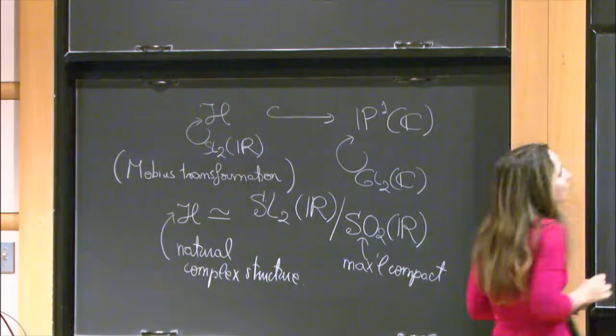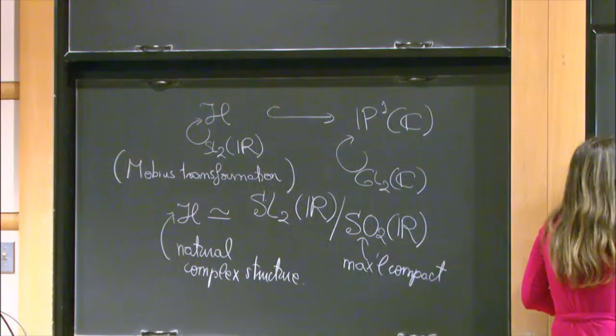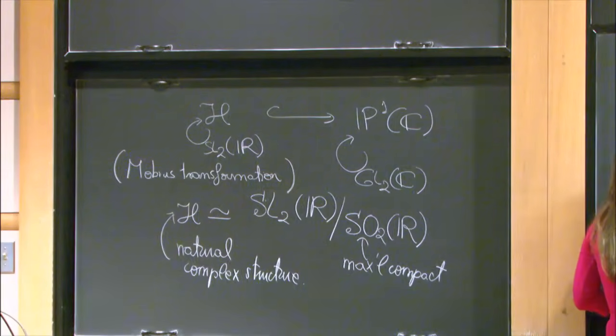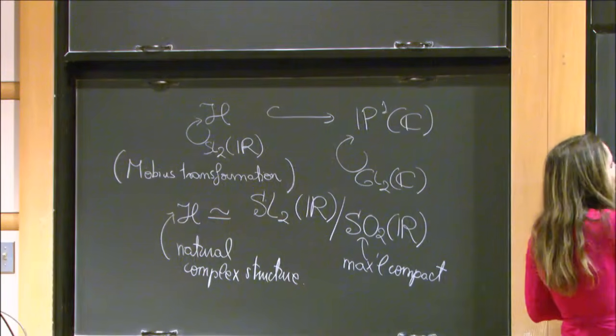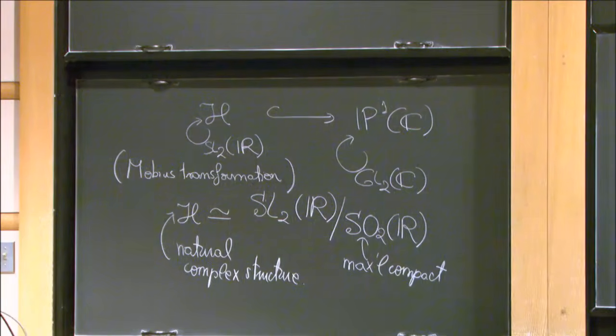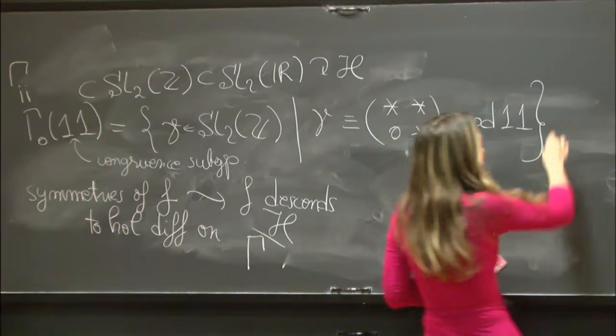Maybe I'll call this gamma. And so it turns out that the symmetries of F are designed precisely to make F descend to a holomorphic differential on the quotient of H by this gamma. So F descends to a holomorphic differential on the quotient H modulo gamma. And maybe I want to draw a picture.